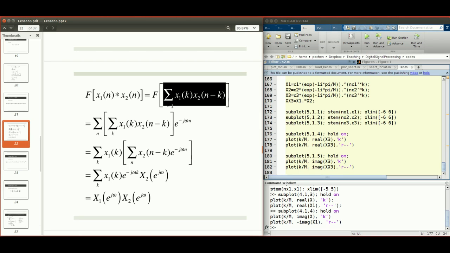Summation over k. Suppose we consider x1 as the input signal and x2 as the impulse response. In the summation, k becomes the parameter that indicates the amount of shift. If x2 is the impulse response, you are basically shifting the impulse response by different amounts, k.